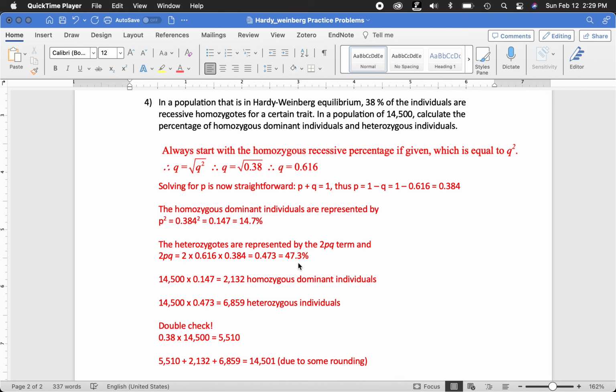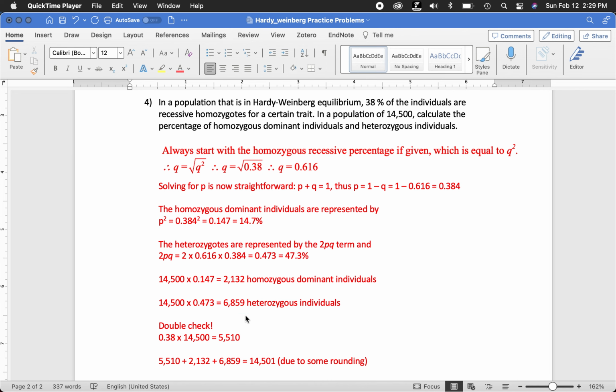If I were to ask you now to give me a number of individuals within the total population of 14,500, you would want to now use these numbers to give me an actual head count. So if we know that 14.7% of the individuals are homozygous dominant, you would just multiply 14,500 times 0.147, and that would tell you that 14.7% of 14,500 people is 2,132 people, which are homozygous dominant.